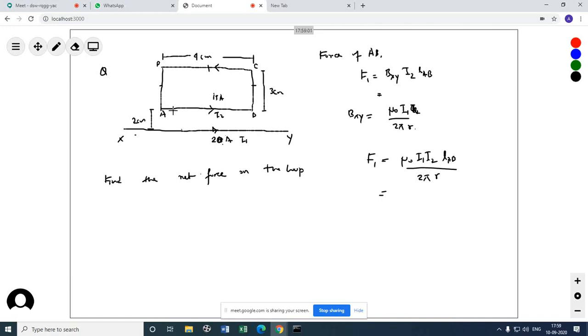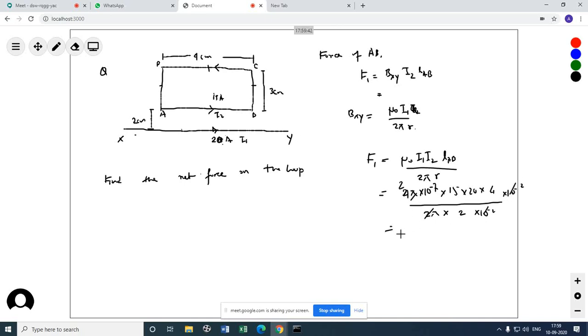Now L AB will be how much? It is 4 centimeter. Okay, so 4 pi into 10 to the power minus 7 into I1, which is 15 ampere, into I2, which is 20 ampere, whatever, both of them are there, into length, which is 4 centimeter. I am not going to convert into 10 to the power minus 2 because r is also in centimeter, so it will get cancelled. Let it be 4 divided by 2 pi into r, which is 2 cm. So let it be 2. If I write 10 to the power minus 2, both get cancelled, so no need to write.